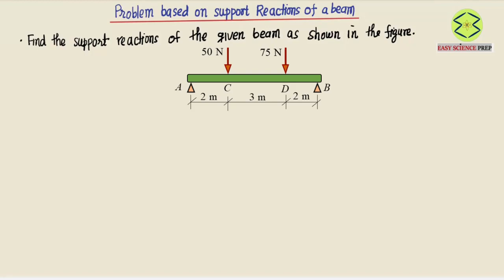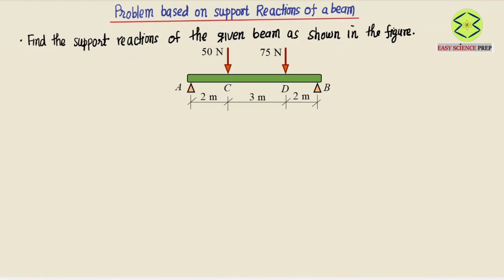If you look at this particular question, we know that the beam is a simply supported beam. There are two point supports provided at end A and end B. And there are two forces acting at point C and point D, having magnitudes 50 Newton and 75 Newton respectively. It's a very simple example. We just need to find out the support reaction.